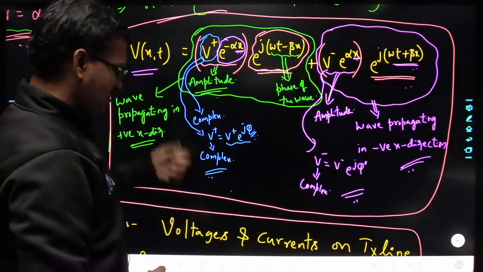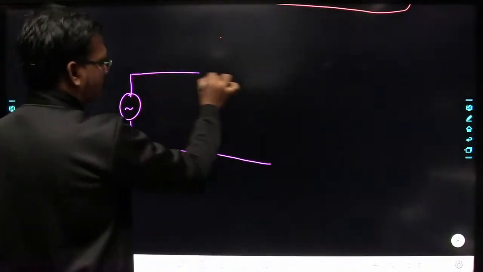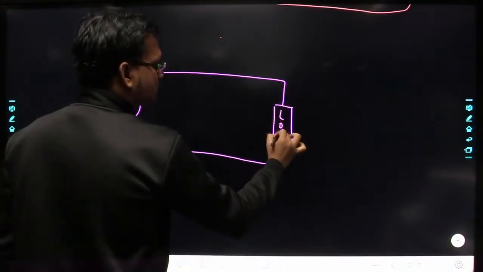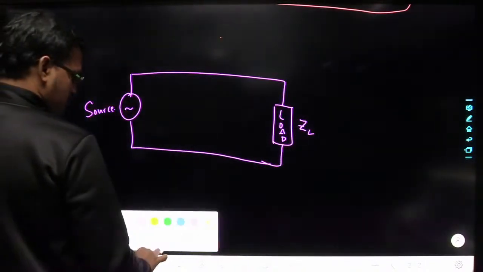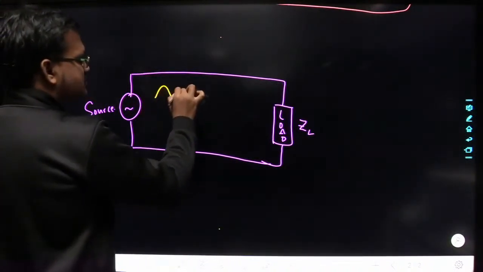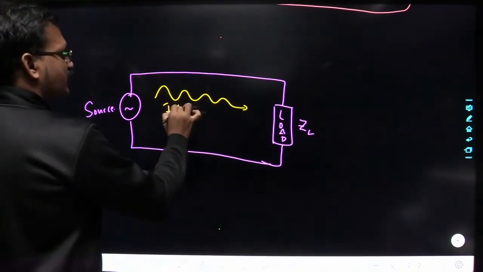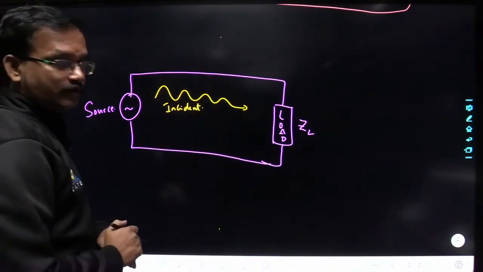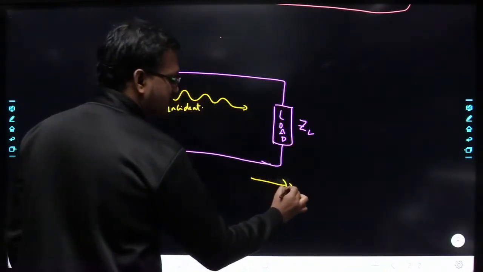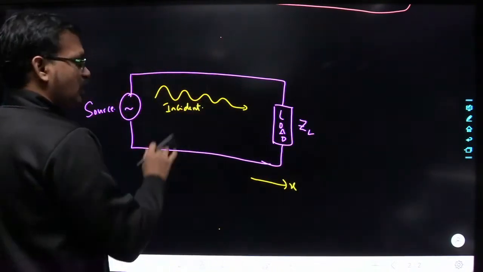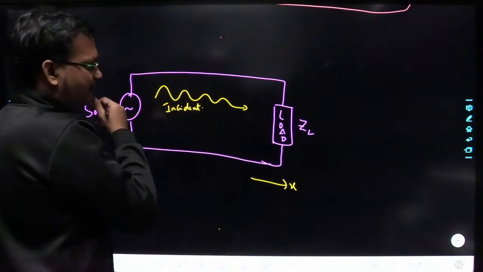Okay, so see here. You have the transmission line like this, yes or no? Here you have the load, ZL let us say, and here you apply some source, and the wave propagates from source to load. As it propagates, its amplitude is decaying. Understood? This we call the incident wave or forward wave. Let us assume the wave is propagating along the positive x direction, and its amplitude is decaying, right?